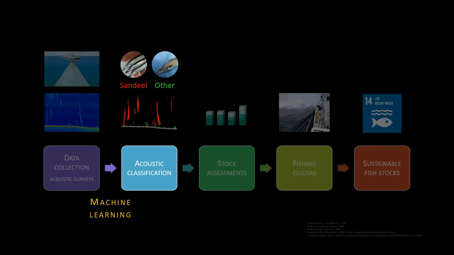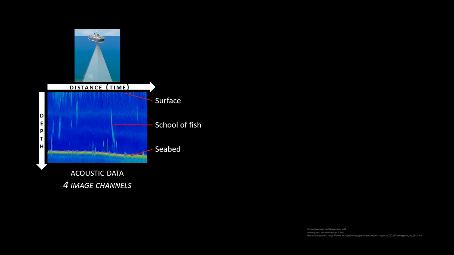But the focus of this talk is the acoustic classification step using machine learning. And first, a bit about the data. The data can be visualized like this, where you see the yellow line in the bottom is the seabed, and on top you see the surface, and in the middle is the water containing schools of fish. These are large groups of fish swimming together. The vertical axis is depth, and the horizontal axis is distance traveled by the ship.